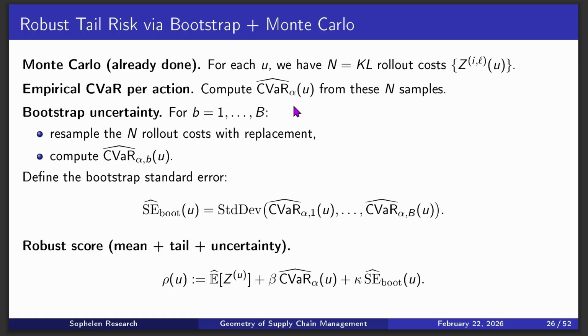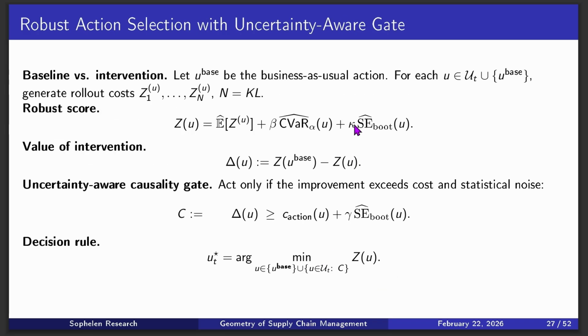And then from that, we compute the CVaR. Basically, just look at, say, the top 5% of the cost and take the average. These are the tail costs. Then you perform a bootstrap. What you do is you sample beta from these rollouts, and from that, you construct the standard error, and that's going to be your buffer. So your cost function is going to be the average cost plus tail cost plus this buffer.